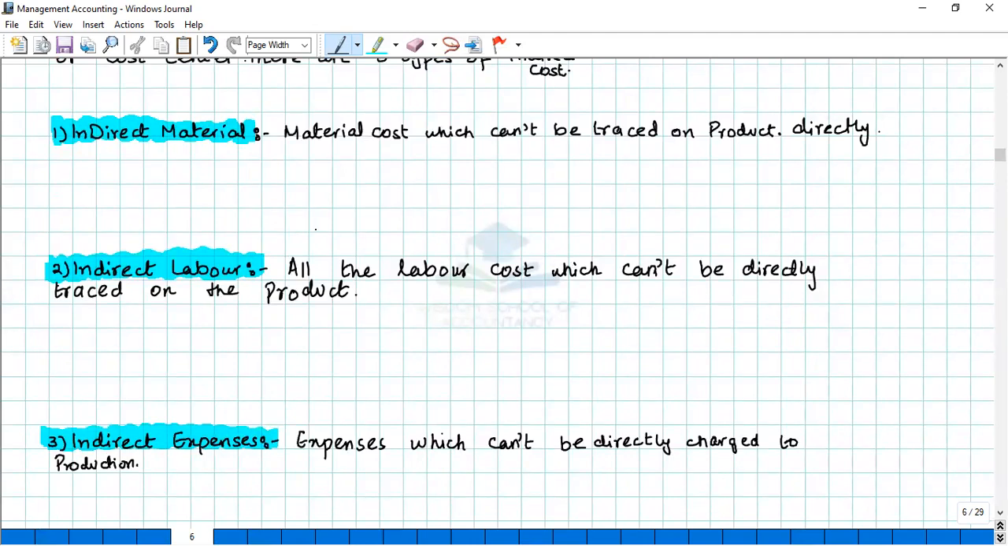I gave you an example of the shirt. Now the shirt is made by the sewing machine, right?